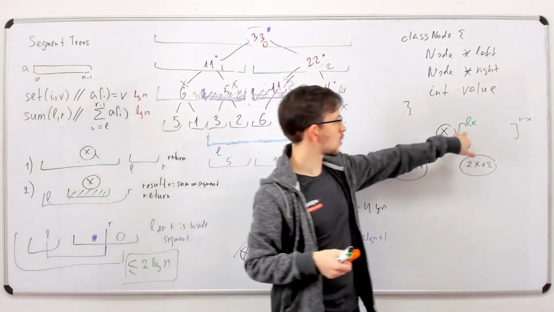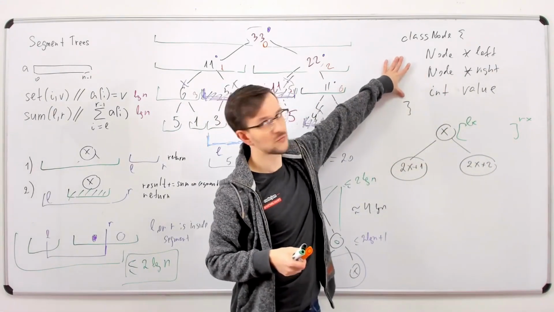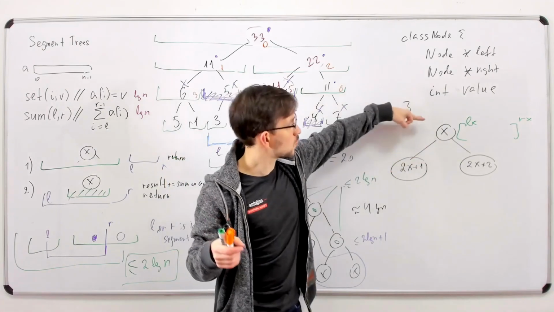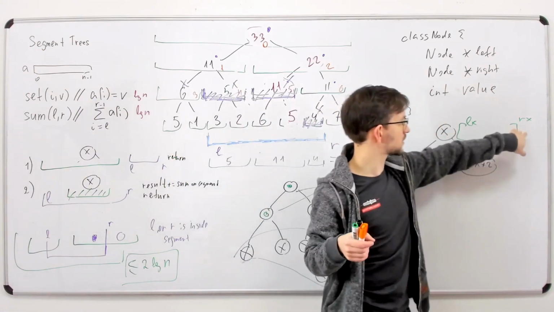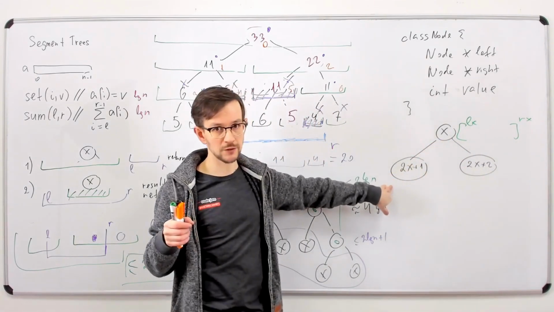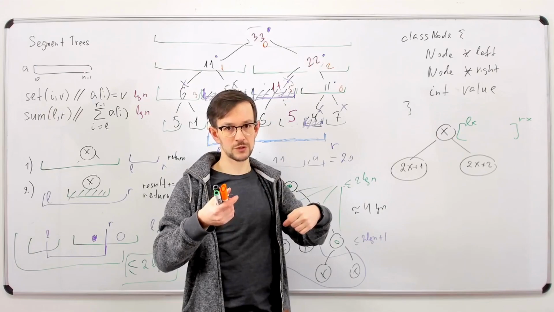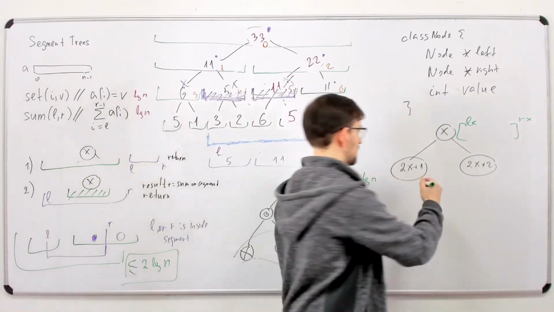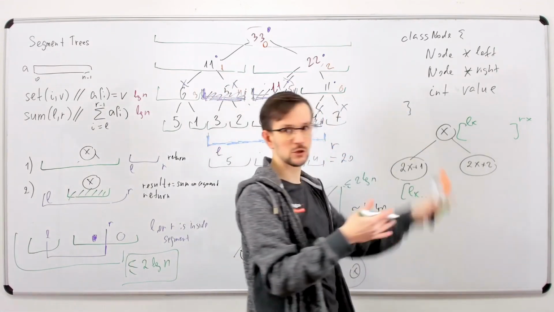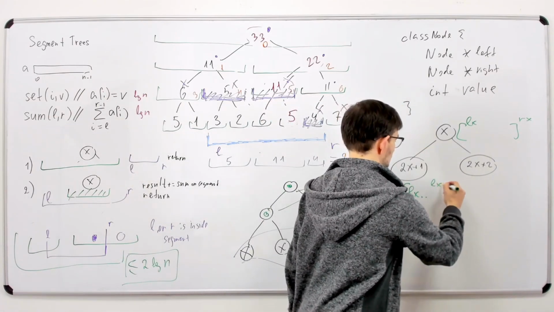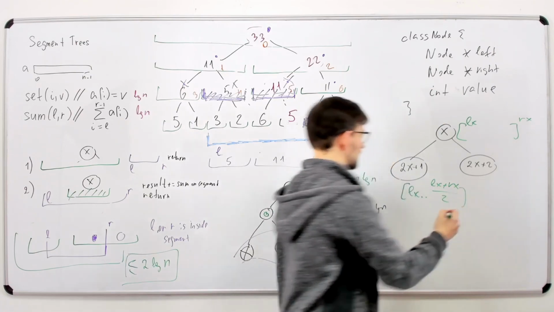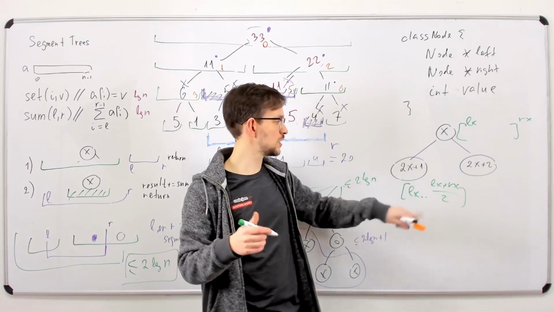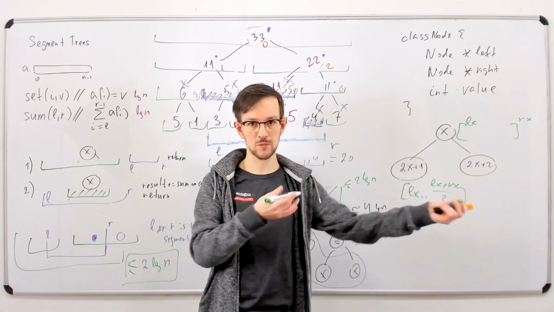I will not store this value in some fields of this node or something like that. I will just calculate these borders on the go. When I'm in this node X, I have these borders from LX to RX. When I move from this element to its child, I will recalculate the current borders. When I move from here to here, for this left segment the borders go from LX to some middle, computed from LX plus RX. And when I move from here to here, I will just recalculate the current borders, and so on. So I don't need to store these borders in some additional memory.